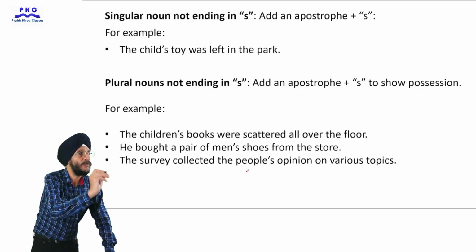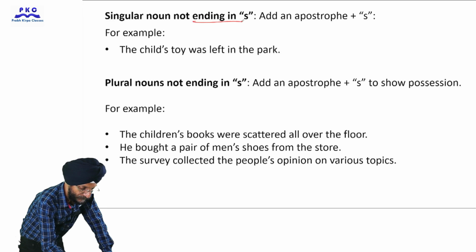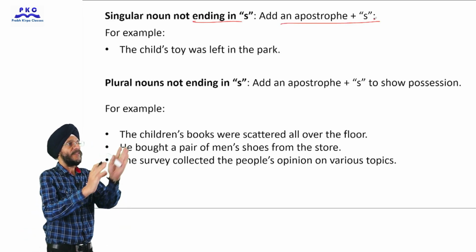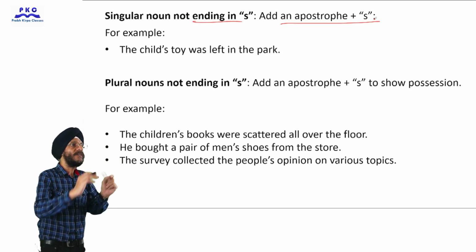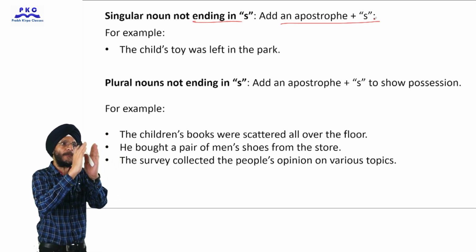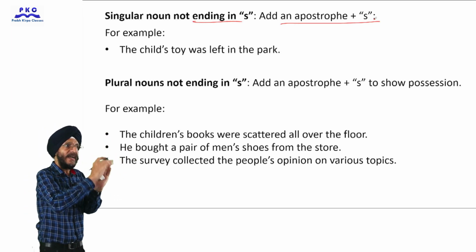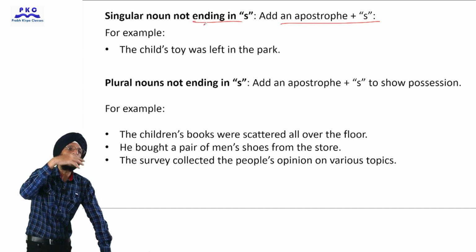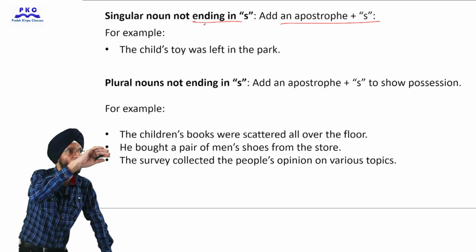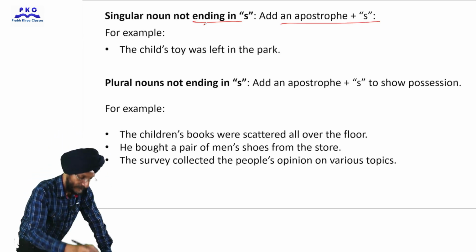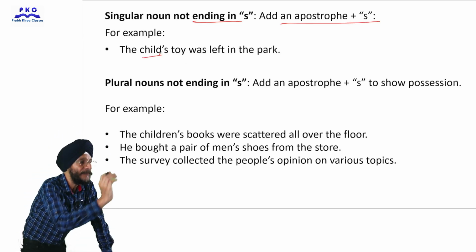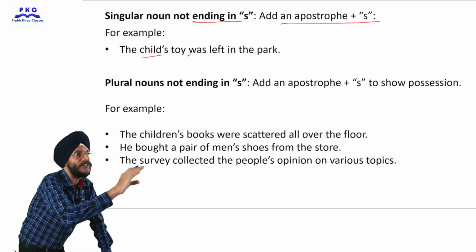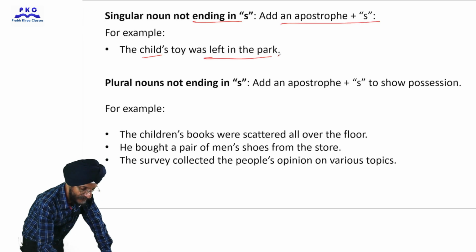Now, singular nouns not ending in s. Here we are again using apostrophe plus s. In the case of singular nouns ending in s, we added apostrophe plus s. And in the case of singular nouns not ending in s, we have adopted the same method to show possession, apostrophe plus s. The child is a singular noun. Child's toy, that is the toy of the child, was left in the park.